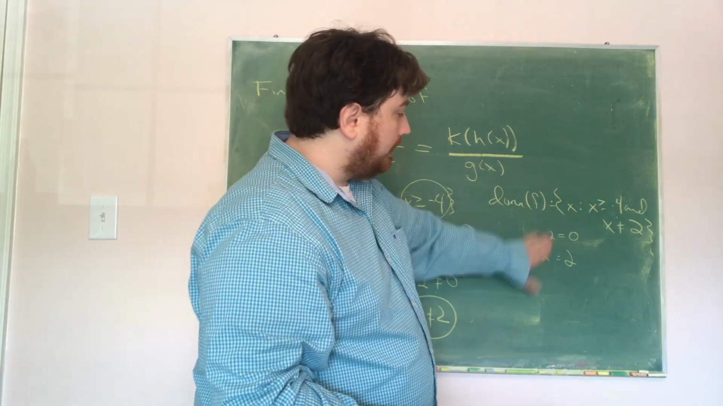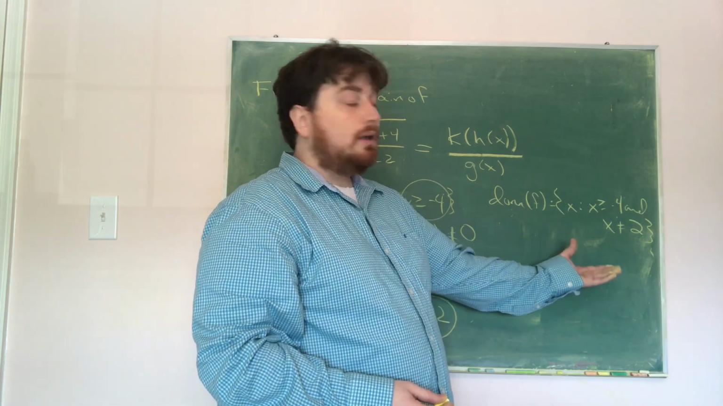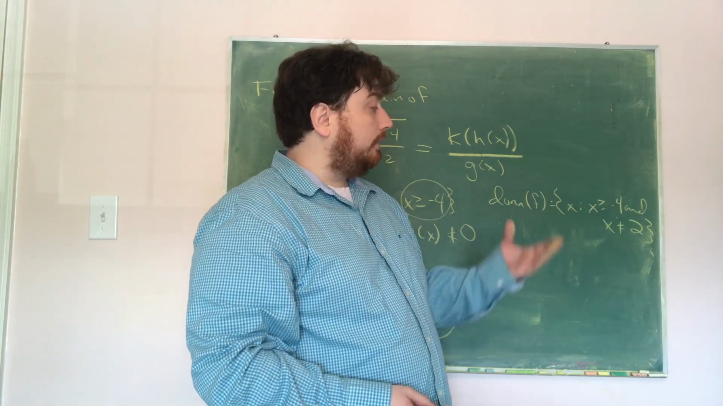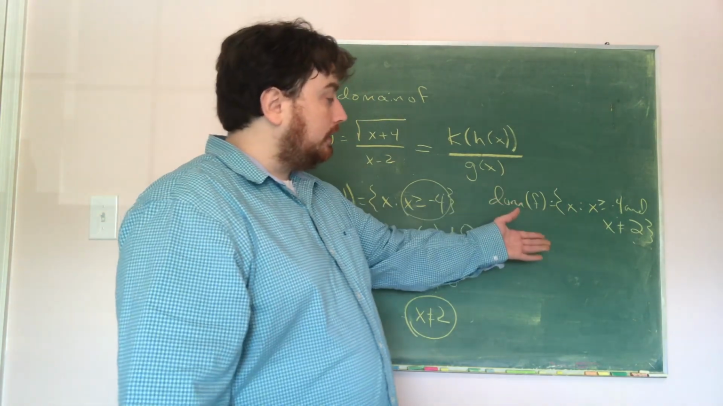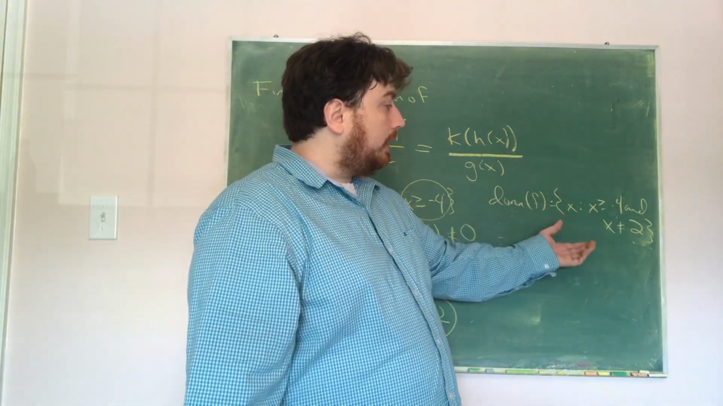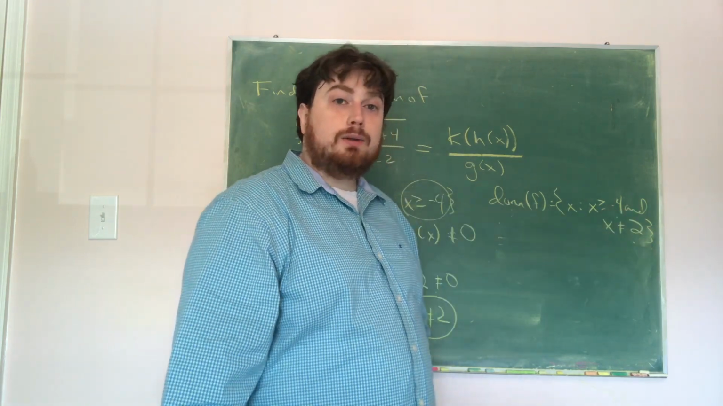Now, if I want to combine those together, I can leave that right there and say that is my domain. It's the set of all x greater than or equal to negative 4 where it's not equal to 2. Now, if I want to write this in interval notation, okay, well, I need x greater than or equal to negative 4 and not equal to 2.